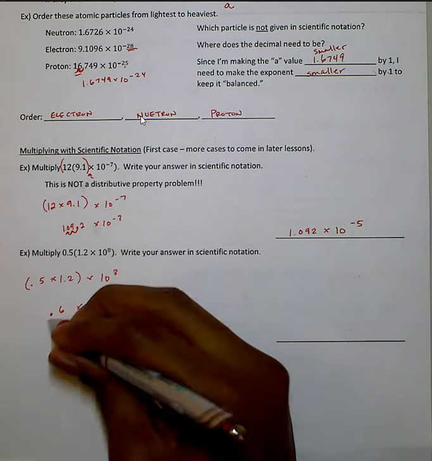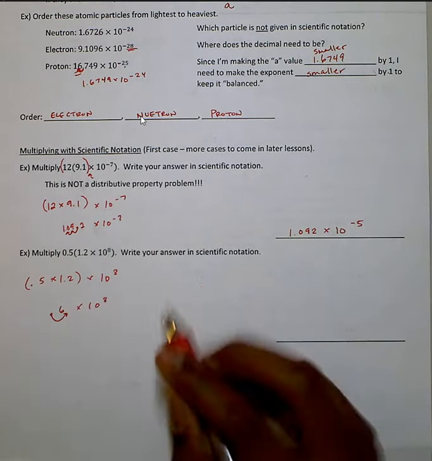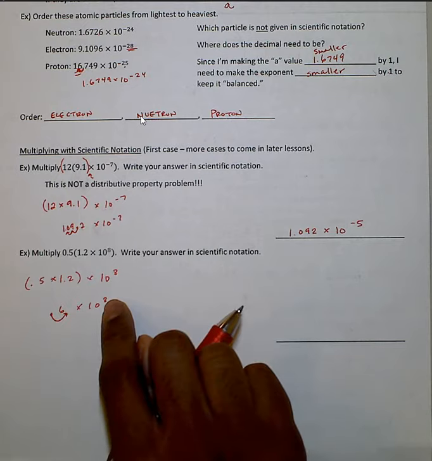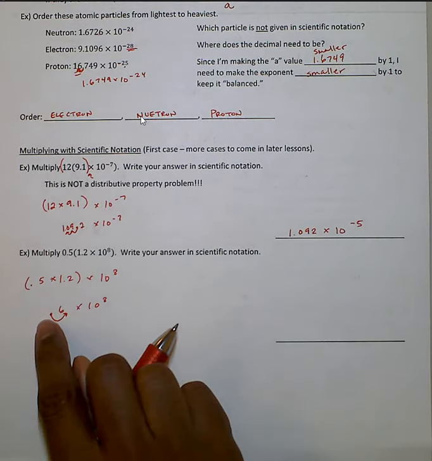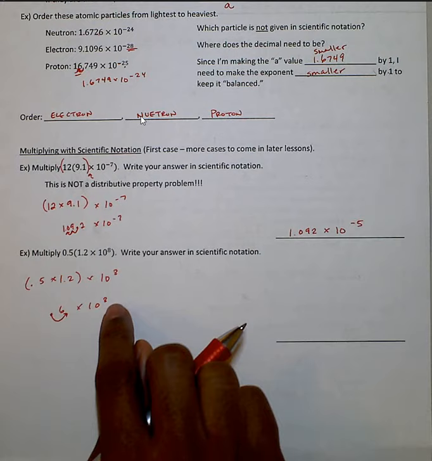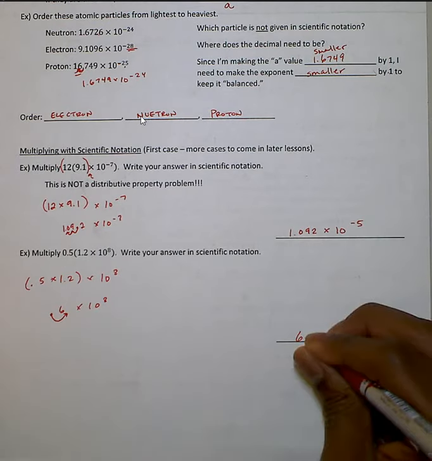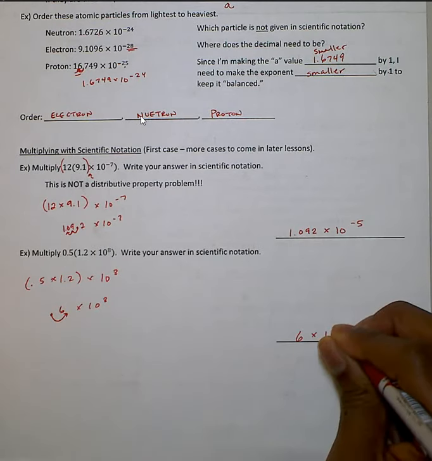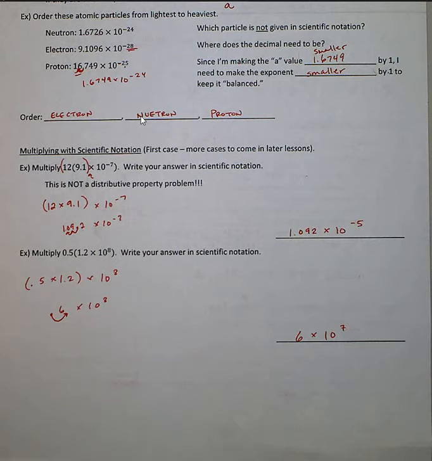So I need to move right once. This exponent says, move right 8 times. And I moved right once. What's this exponent going to tell me now? Move right 7 times. Alright, that's scientific notation. See ya.